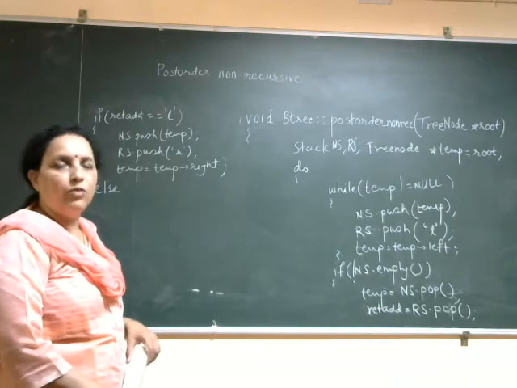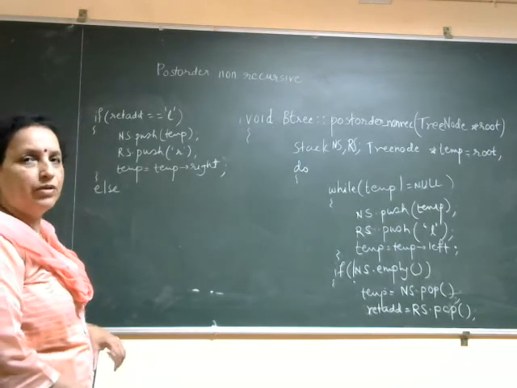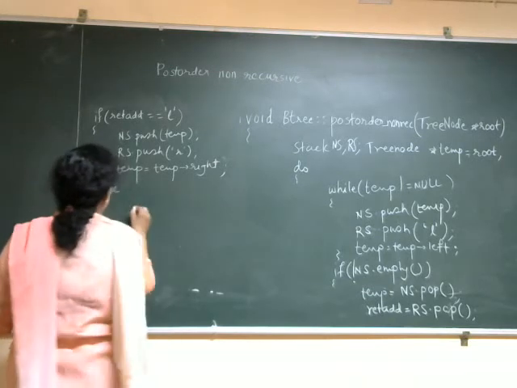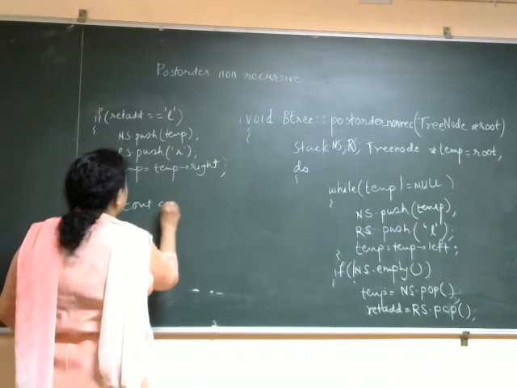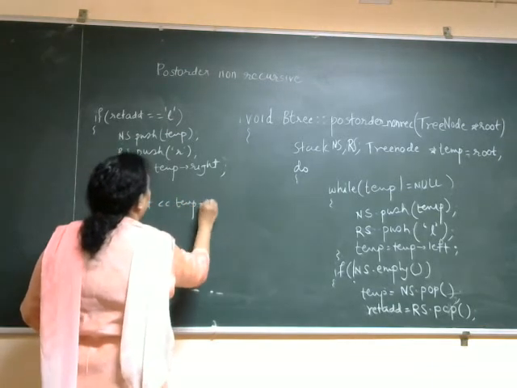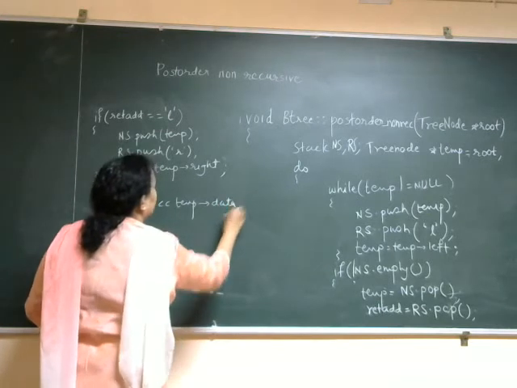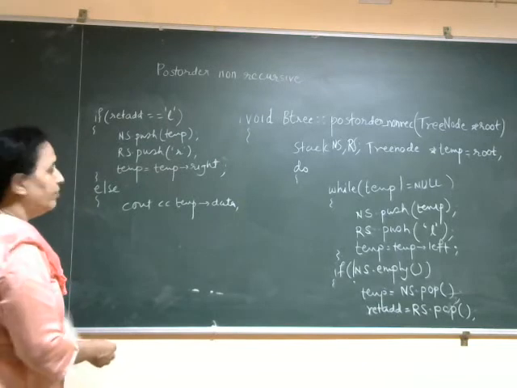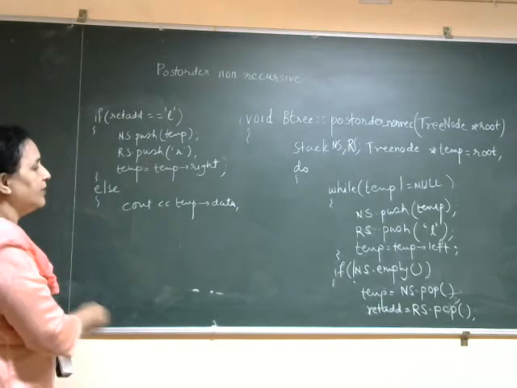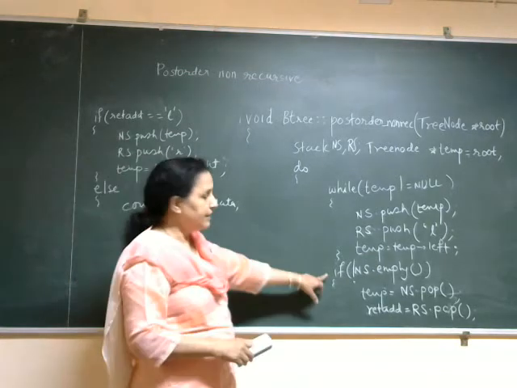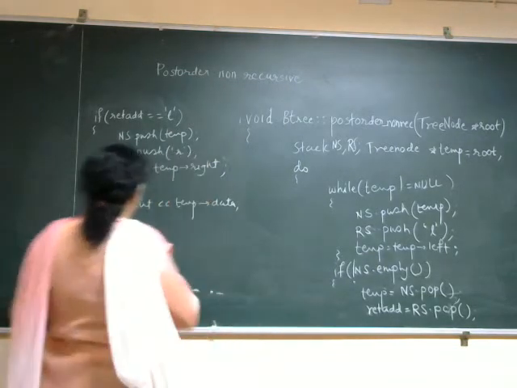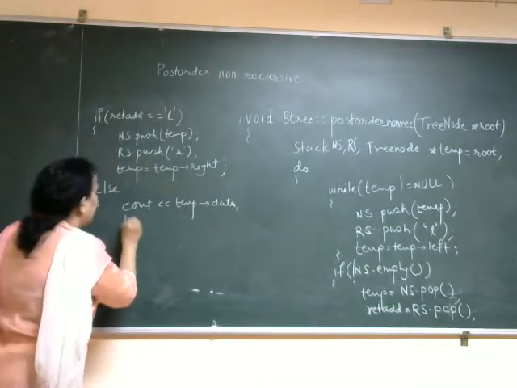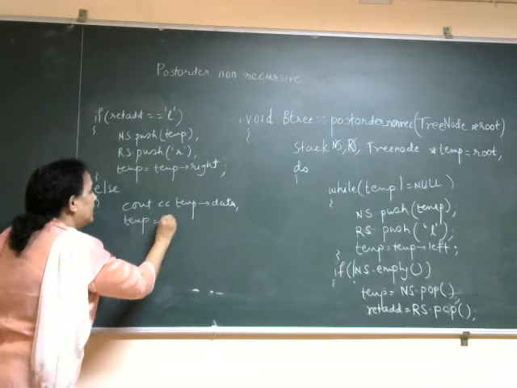If it is 'R', what should I do? If it is 'R', I should display the value. So cout temp pointer data. Okay. Then I should pop values. Pop value means again I should come to this statement. So what should I do? I should not go to this while loop. So what do I do? I'll make temp equal to none.